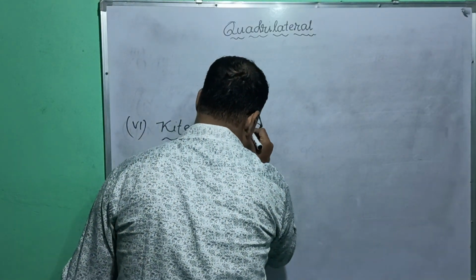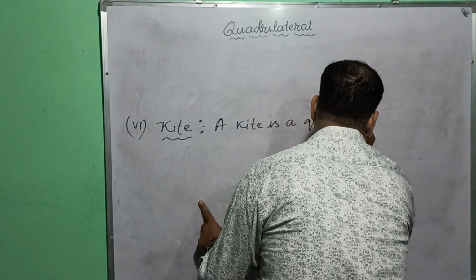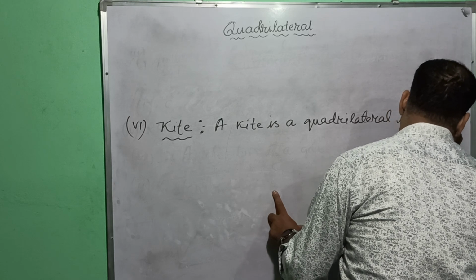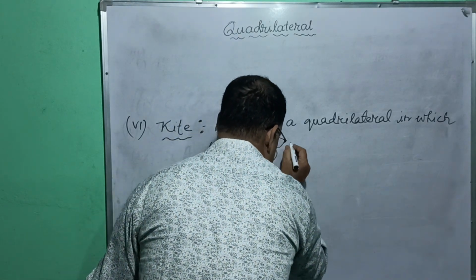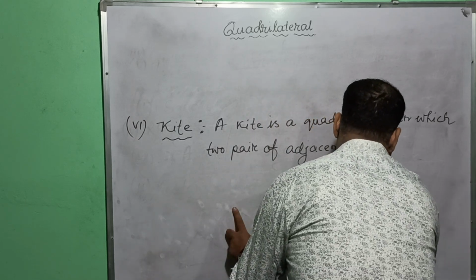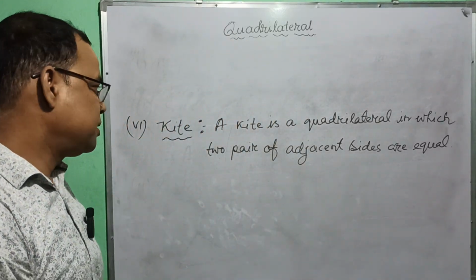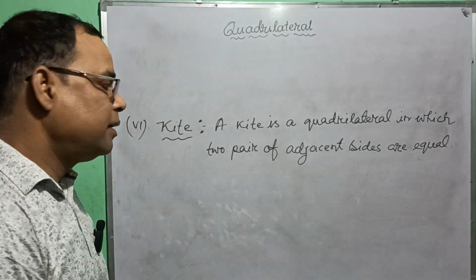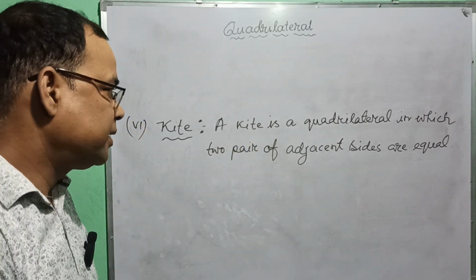A kite is a quadrilateral in which two pair of adjacent sides are equal. So that much is the definition. In a simple way we can define it. We can include some other things also, but if we want to define it in a simple way, this is correct. A kite is a quadrilateral in which two pair of adjacent sides are equal.